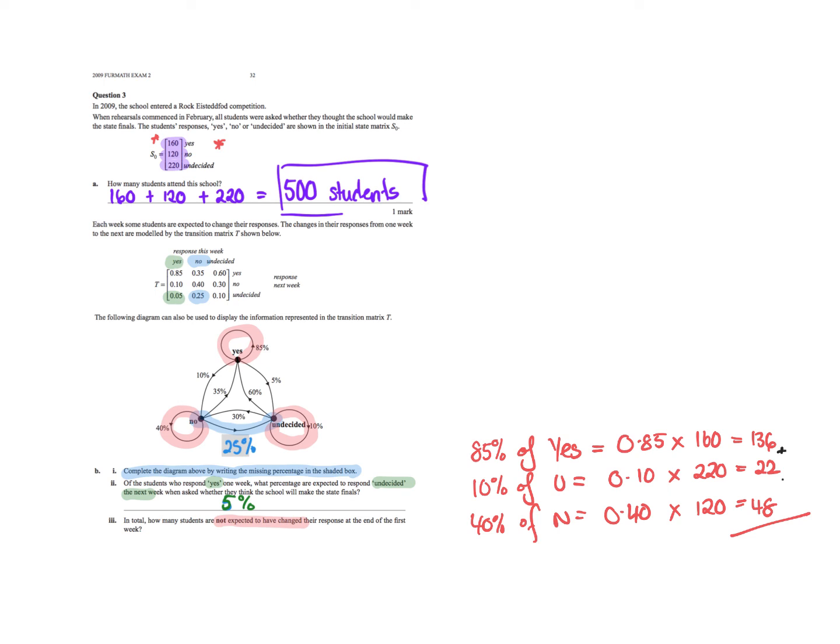So 136 plus 22 plus 48, and we get a total. So we get 206. So how many, just careful, that's what they wanted. How many will not change their response? So 206 students.